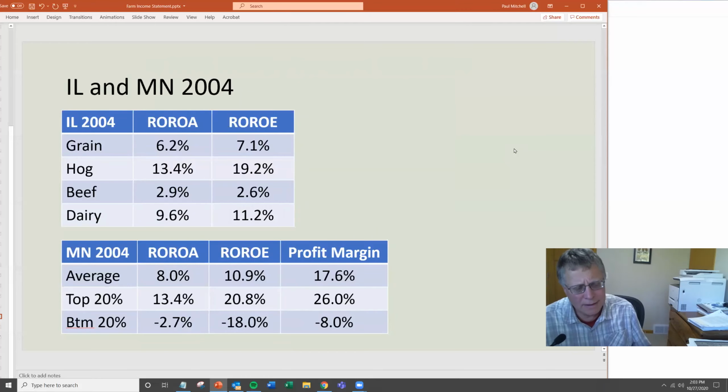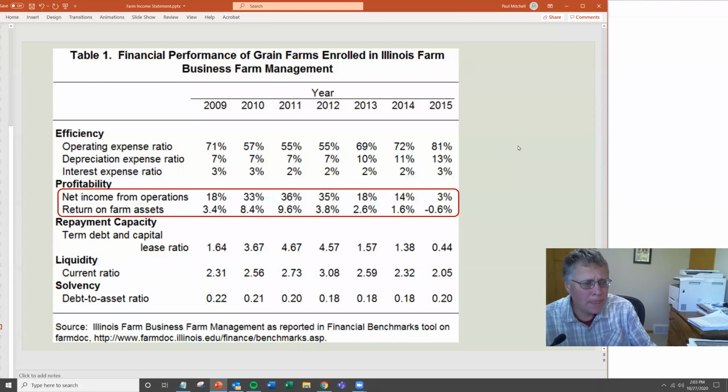And you can see they got the top 20% are getting 13%, over 20% return on equity that year. So that's darn good. So you can see there's just a lot going on there. The one thing I like to point to this one is here's the net income from operations. So net farm income from operations and return on farm assets, net farm income as a, the rate of return on assets. You can see this is 2009 through 2015. This would be at the University of Illinois.